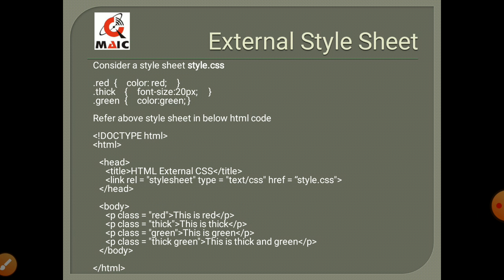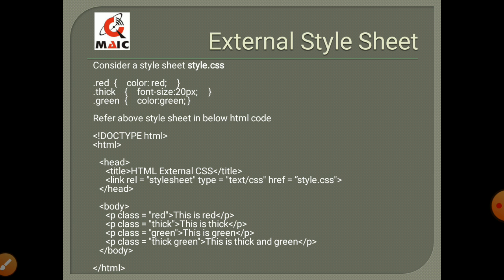We will use the link tag for it in the head of the HTML. In the head section we use link, rel, that is the relation, which tells about the style sheet. Type tells that it is text/css, and where it will be found is given by the href, that is hypertext reference, style.css, because it is in the same place as the HTML code. Otherwise we need to write the whole path where this CSS will be available.